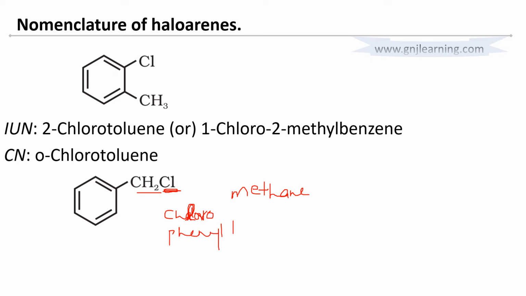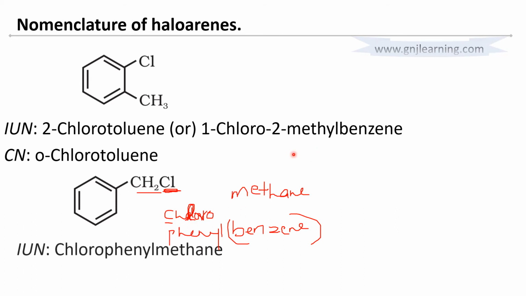This is actually benzene. But when you are writing this as a prefix, we generally write it as phenyl. So what will be the name? C comes first, so the compound name will be chlorophenylmethane. Clear? And what type of carbon is this?